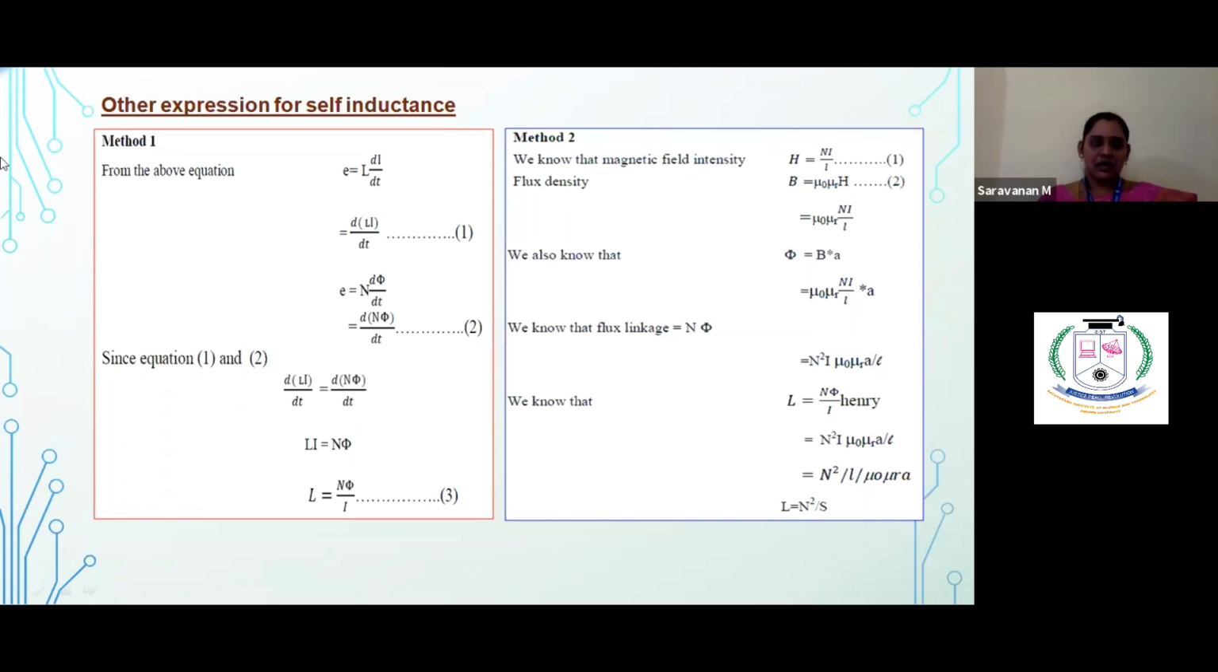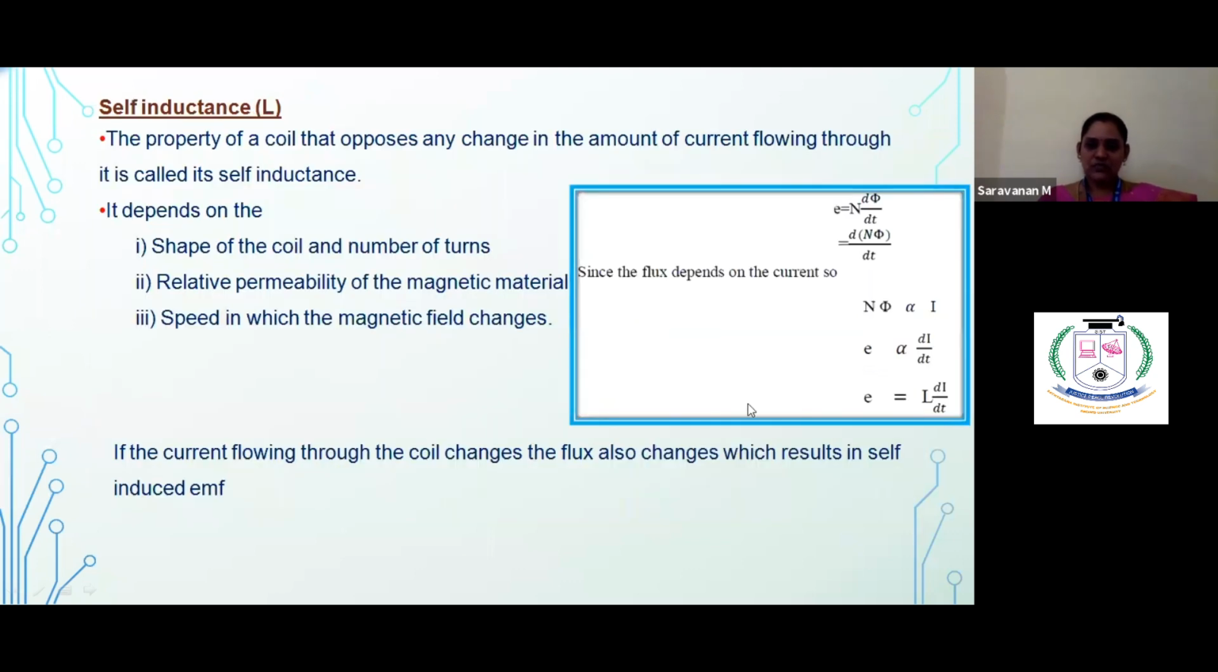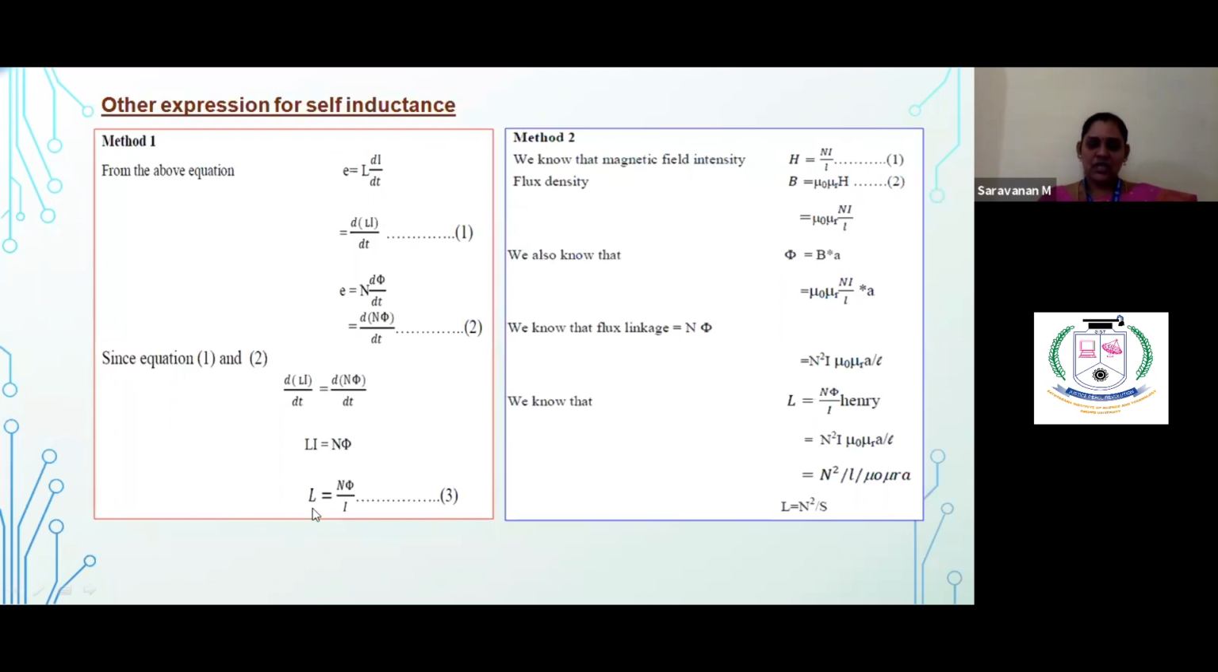So from method 1, you know E is nothing but L into di by dt. So I can write it as L into di by dt. And according to Faraday's law, E is equal to N into d phi by dt. Now comparing 1 and 2, what can I write? d phi by dt, I can write it as L i is equal to N into phi, from which the self-inductance of the coil L is equal to N phi by I. So the first expression we have got is E is equal to L into di by dt. Next expression, L is equal to N phi by I. N into phi is nothing but the flux linking with the coil.